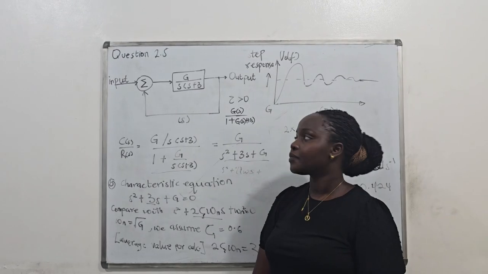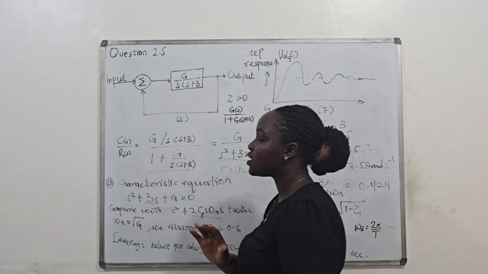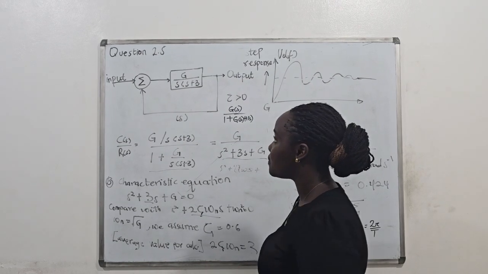In control systems, usually, if you crank up the gain too high, the system stops being smooth and starts oscillating. Basically, it overshoots its target and has to bounce back. Okay, so the diagram we have here is a closed loop feedback system.